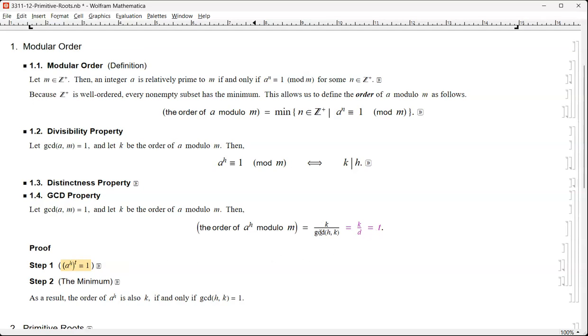You see, k over GCD is too complicated, so I'm renaming it as t. So that's what we're going to do. So t belongs to this set, yes. And then step 2 is the minimum. t is indeed the minimum. That's how we're going to do it.